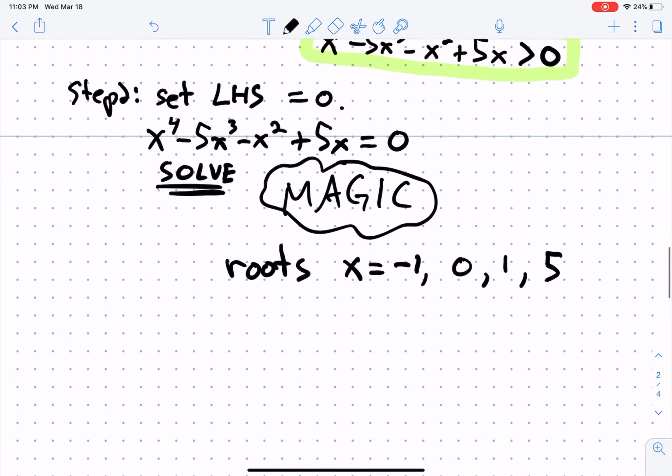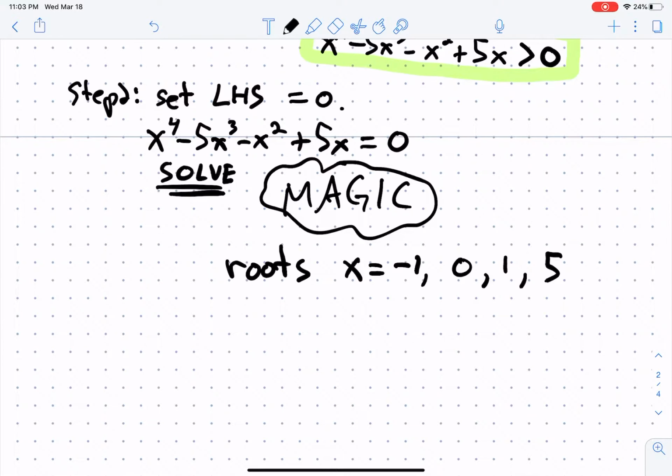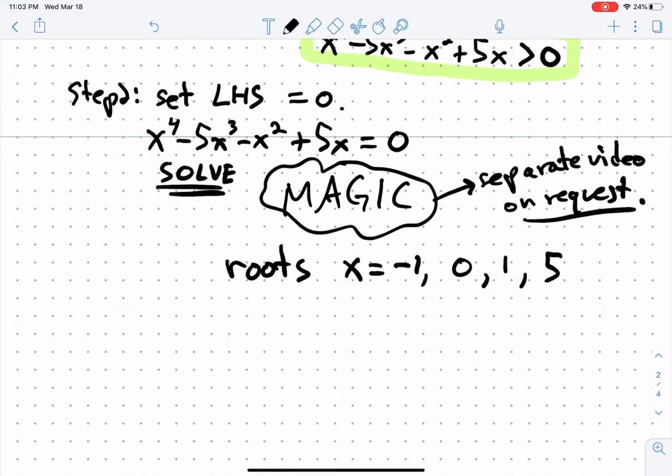How did we find these? That is going to require some business with factoring and using the rational root theorem, doing some division. That's a separate video. I'll make a little note here to make a separate video on request. Please request it from me if you want to see where the magic happens in example 2.